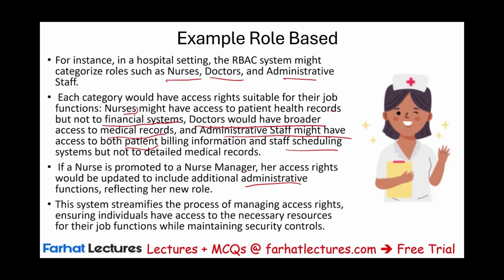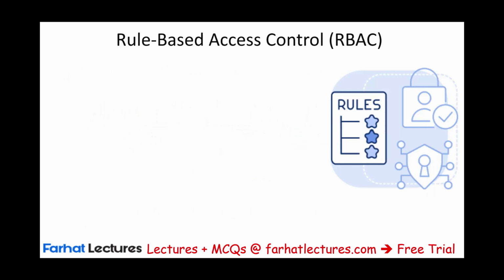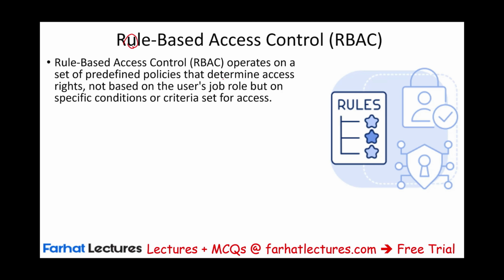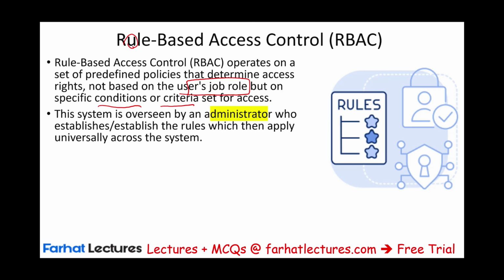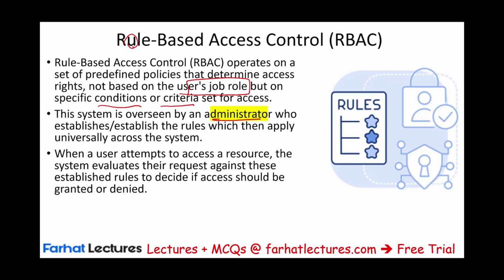So this is role-based. Now we have rule, with a U, rule-based access control. Rule-based access control operates on a set of predefined policies, rules, that determine access rights not based on the user's job, but on the specific conditions or criteria set for access. Based on this rule, you have access or not. So this system is overseen by administrators who establish the rules, which then apply universally across the system. So when a user attempts to access a resource, the system evaluates the request against the established rules to decide if they should give them access or deny access.